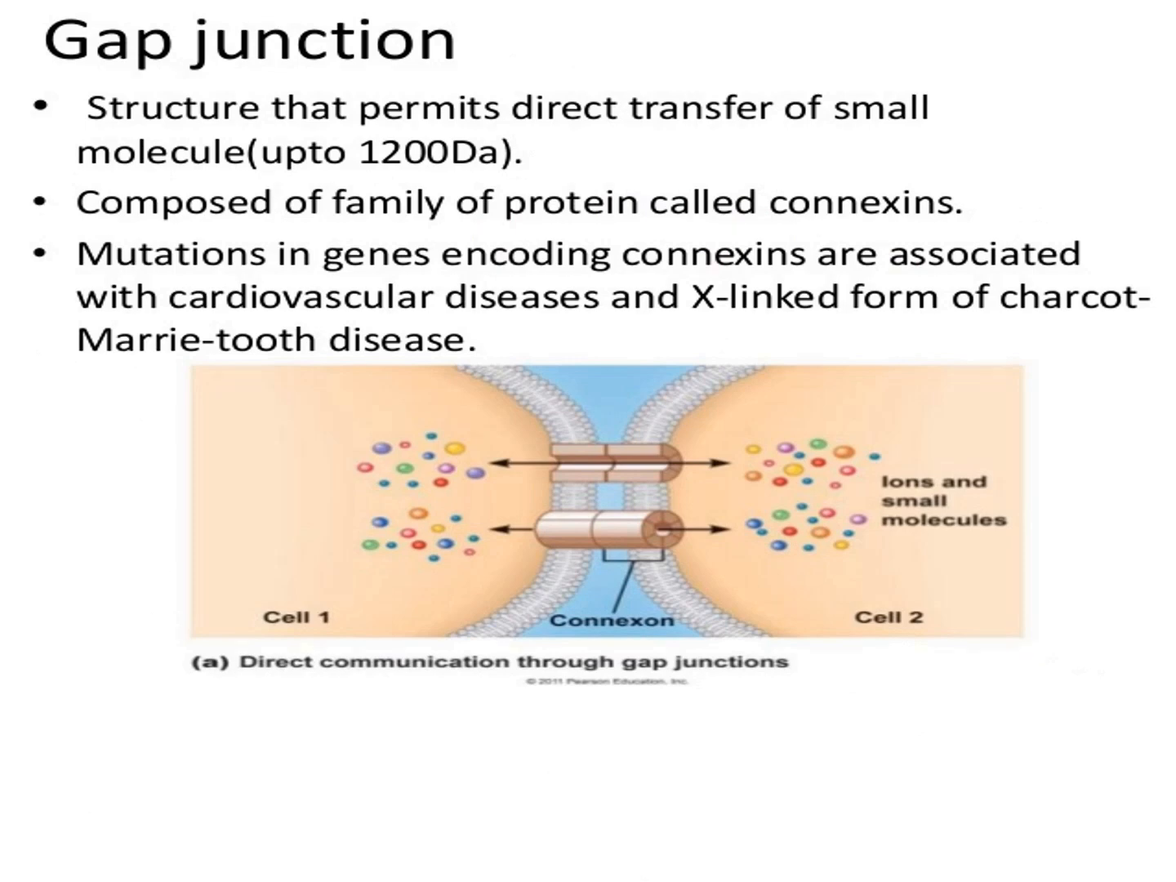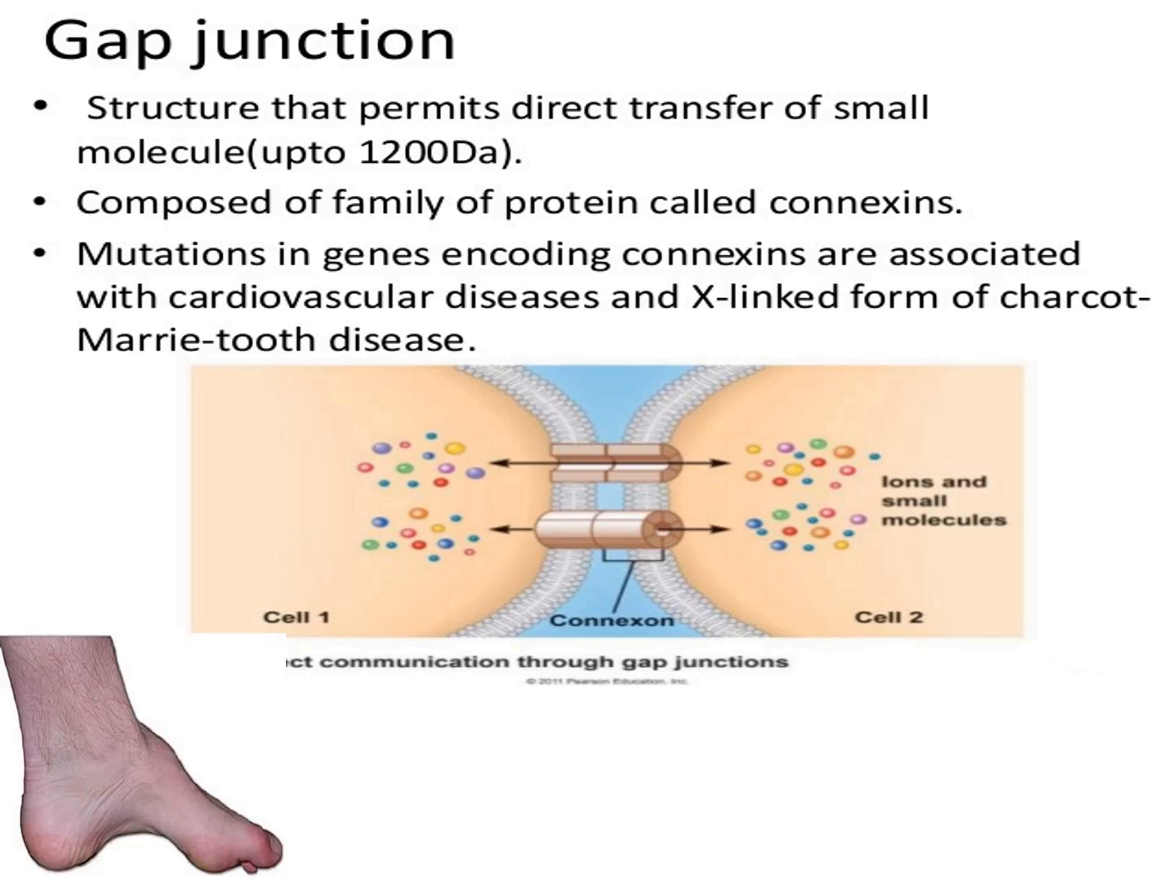Gap junction permits direct transfer of small molecules. It is made of a family of proteins called connexins. Mutations in the genes encoding connexins are associated with cardiovascular disease and an X-linked form of Charcot-Marie-Tooth disease. This is a picture I have shown for Charcot-Marie-Tooth disease, caused by mutations in the genes of connexins.